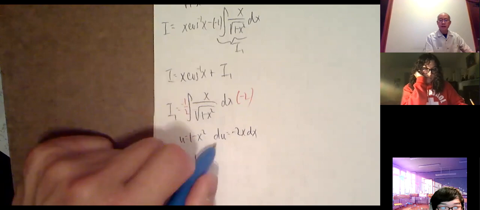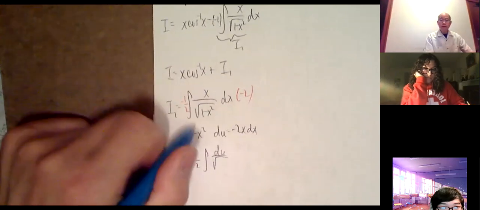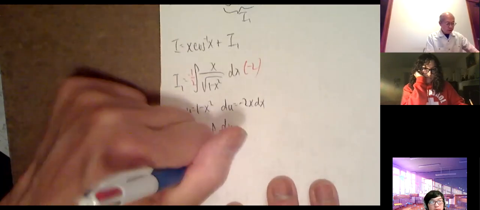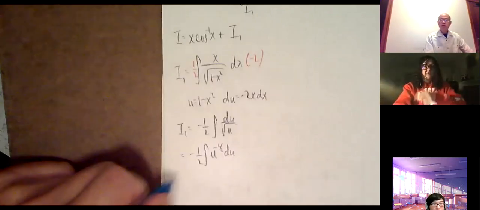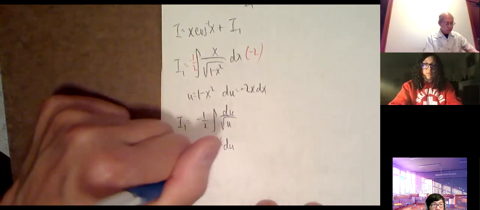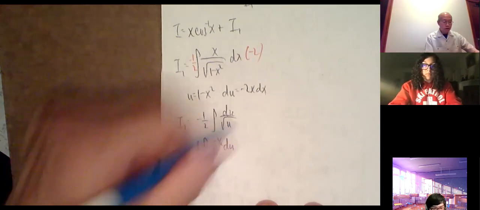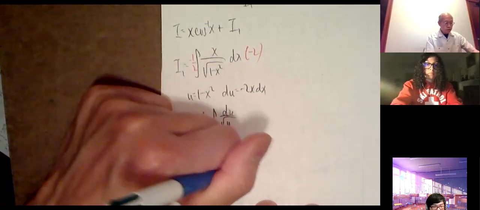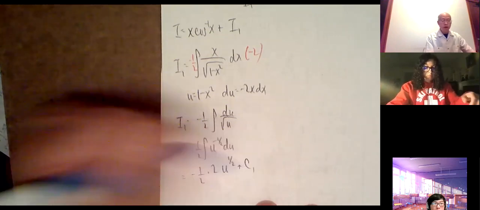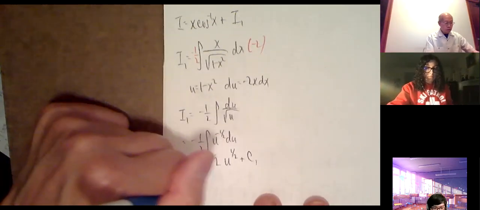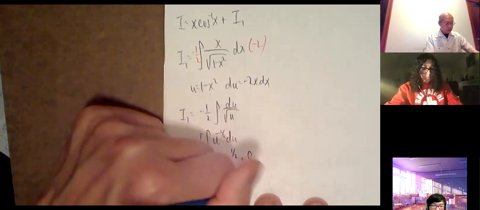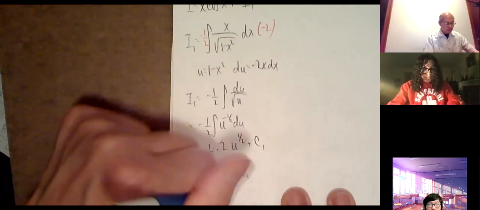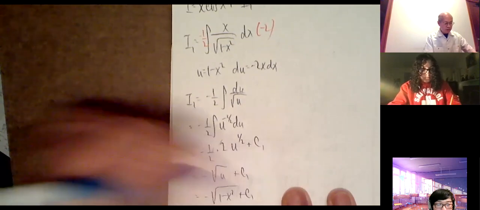Integral of negative 2x dx is now my du over radical u, which is negative 1/2 integral of u to the negative 1/2 du. Integral of u to the negative 1/2 is u to the positive 1/2, divided by 1/2 means times 2, plus c1. Cancel, cancel, which is negative radical u plus c1. And what's u? 1 minus x squared. So negative radical 1 minus x squared plus c1.